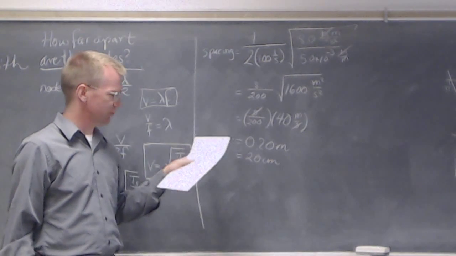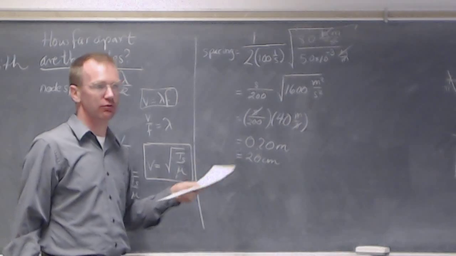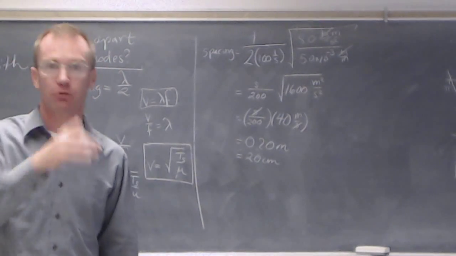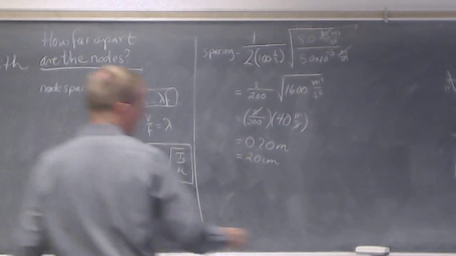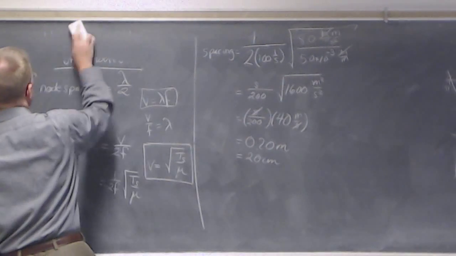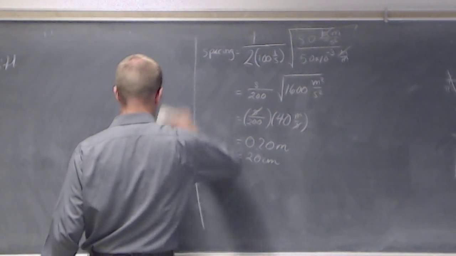What about the amplitude at the antinodes? Now, what's the amplitude of the nodes? 0, by definition of a node. The amplitude of the antinodes is even easier.